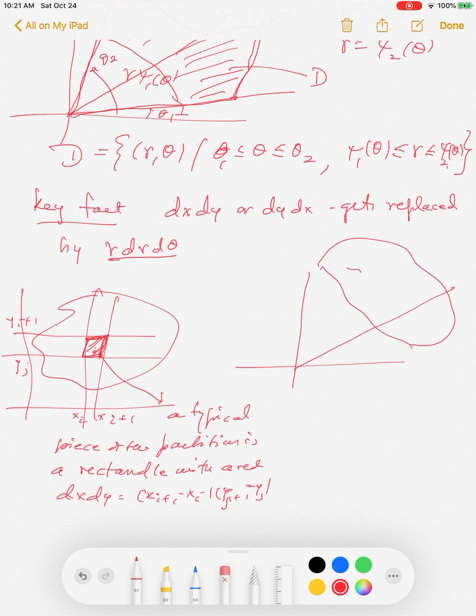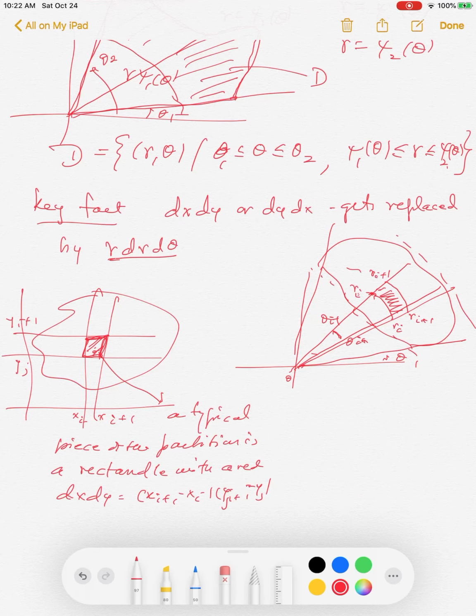Now if your area is going to be measured in polar coordinates, you will take a partition of r and theta. So let's call these theta 1, theta 2, and I will also have a partition of the r's. If I look at a typical piece here, between theta i and theta i plus 1, it looks like that. Here is r i and here is r i plus 1.